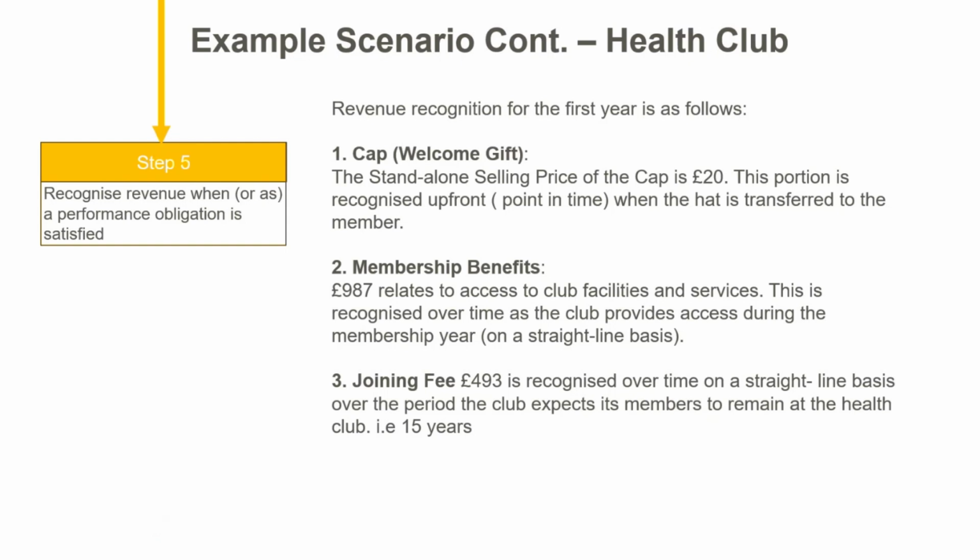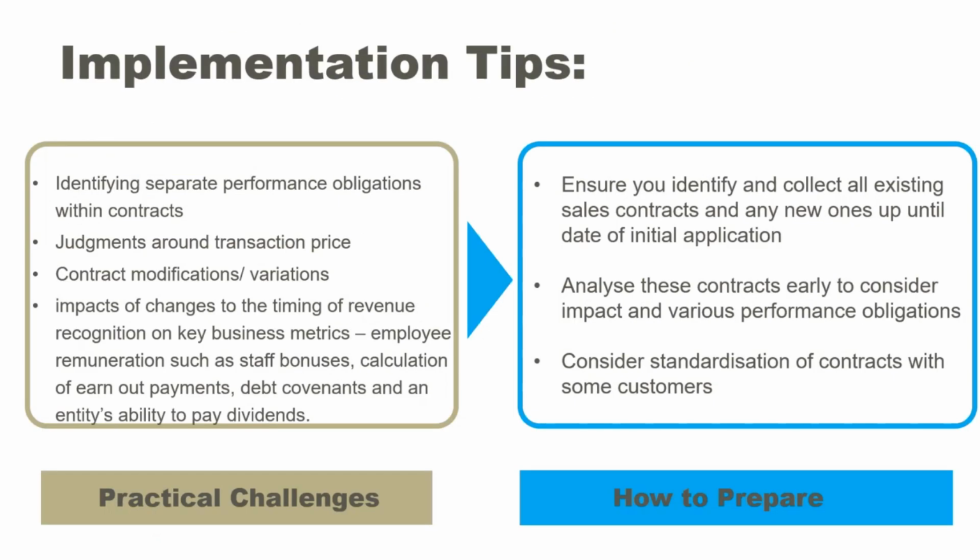And the final one, the joining fee, again, that would be recognised over time because of the customer simultaneously receiving and consuming the benefit from that. And so you would recognise that on a straight line basis over the period that the club expects its members to remain at the health club. So that might be, say, 15 years. There's a lot of judgments and estimates involved here, and it's something that you would then have to revisit at each year end to determine whether you felt that the estimate was still reasonable. So that covers off a scenario.